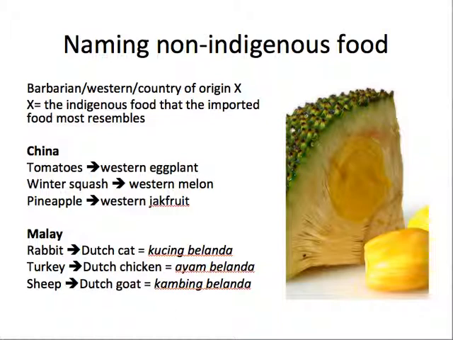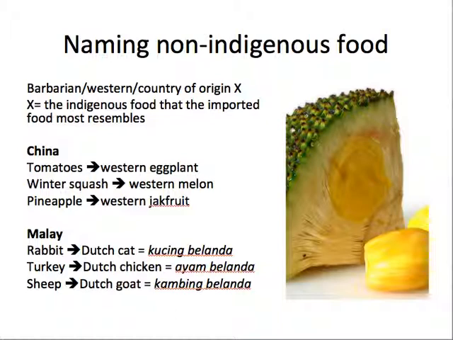So a squash looks like a melon. And pineapple is Western jackfruit. And there's a picture of a jackfruit. And you can begin to see the similarity, right? But it's not a Chinese fruit. And then we can look at other particular countries and languages.